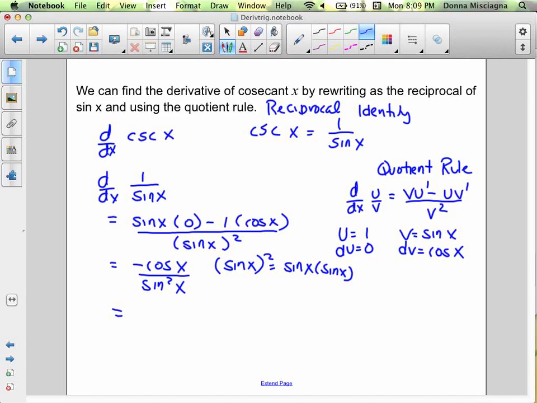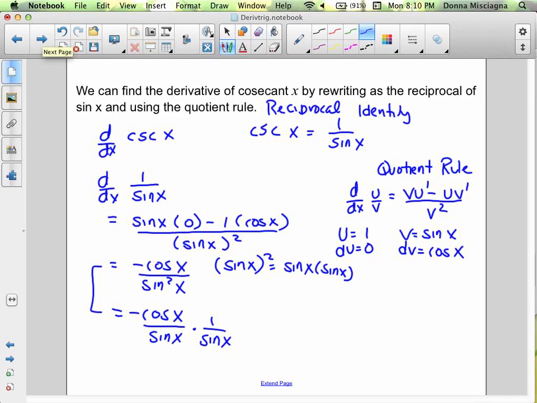So that would give us negative cosine x times sine x times 1 over sine x. So you see what I've done now is I've just split up that sine x into two fractions, right? Sine x times sine x is the same as 1. So if I have sine x times sine x in the denominator, that's the same as cosine x over sine x times 1 over sine x, right? I haven't changed anything. These are identical. I've just rewritten it.